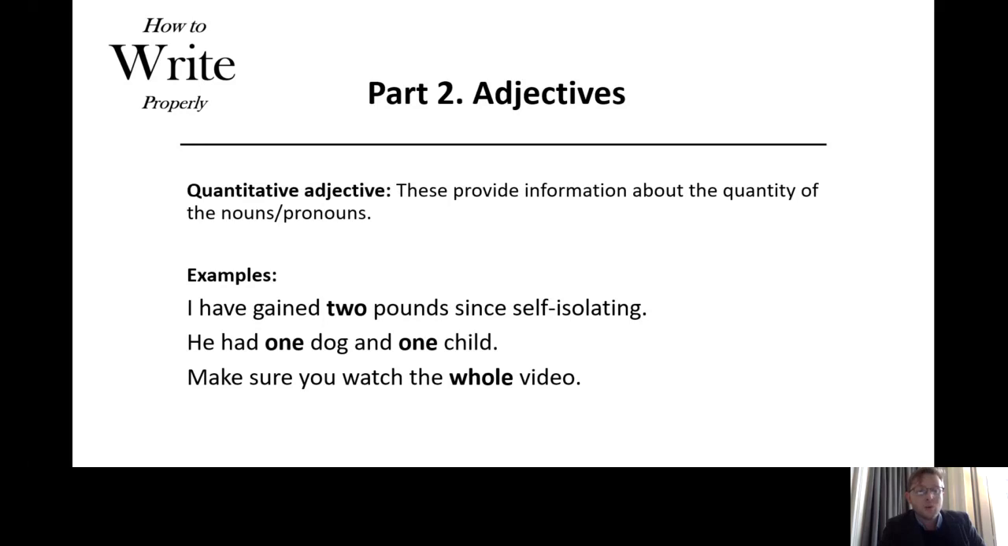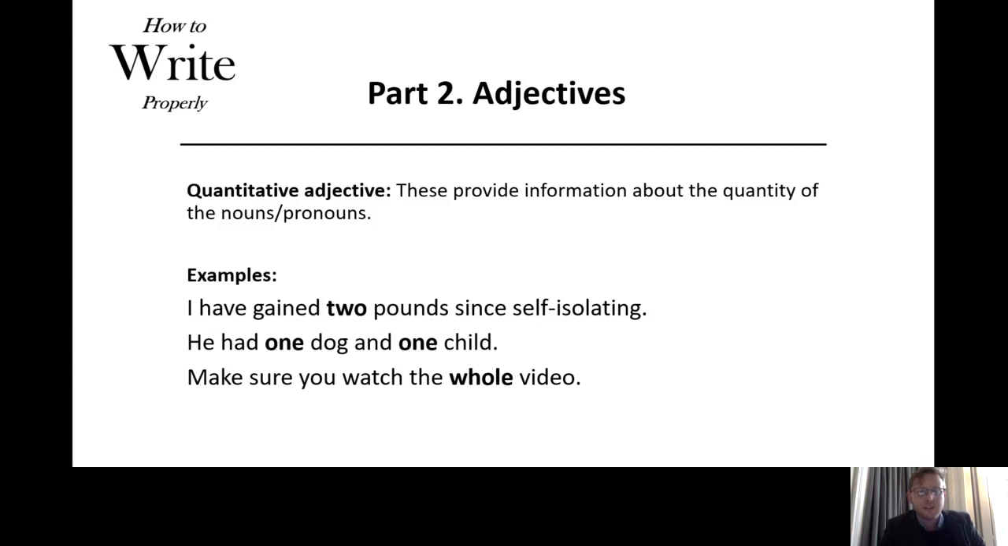And you can also get quantitative adjectives. Sounds scary and complicated, but it's not. These are adjectives that provide information about the quantity of the thing that's being named. So for example, I have gained 2 pounds since self-isolating. The pounds that I'm putting on in weight are the subject. The fact that I've acquired 2 is conveyed to us through the adjective.